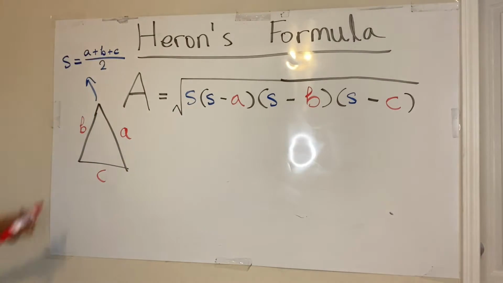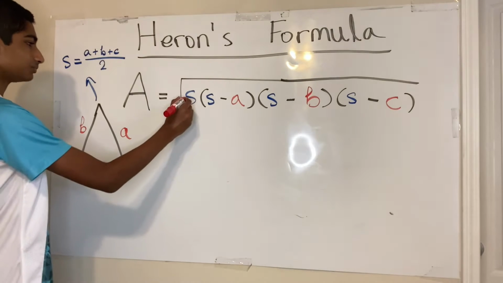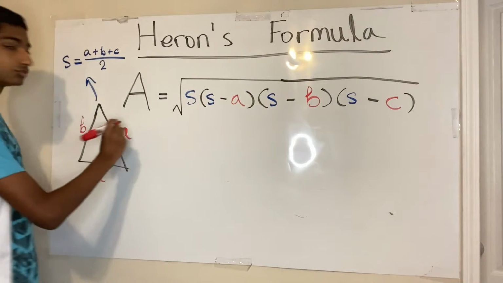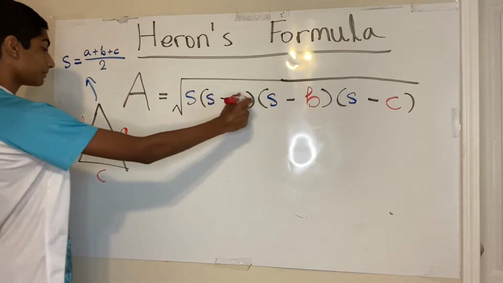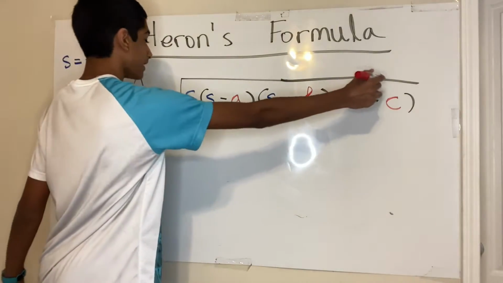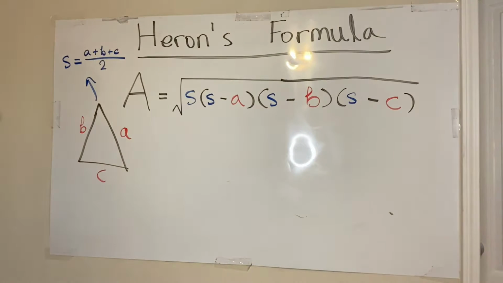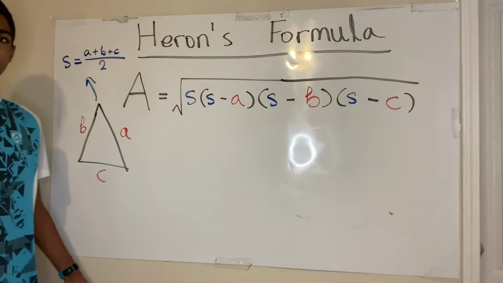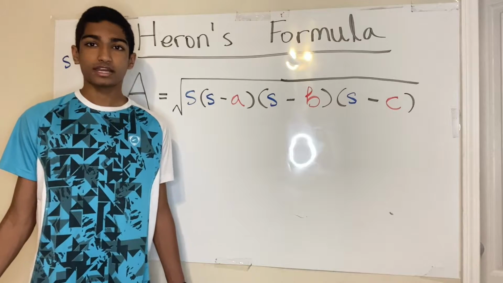And this is what it looks like if you write it out. So looking back at the formula, it's the semi-perimeter times the semi-perimeter minus a, which is one of the sides here, the semi-perimeter minus b, which is another one of the sides here, and the semi-perimeter minus c, which is another one of the sides. So to elaborate, you would use this formula when you're given three sides of any triangle. So now, let's go back to the problem we had at the beginning of the video.